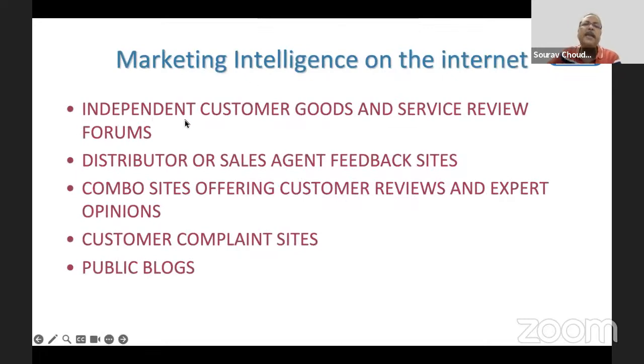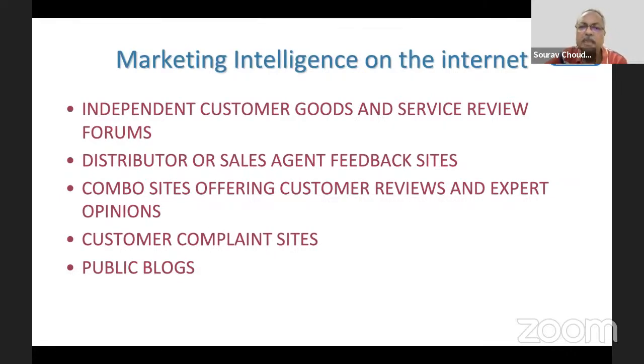Marketing intelligence on the internet: independent customer goods and service review forums. There are a lot of forums जहाँ पर reviews होते हैं. ठीक है. Distributors or sales agents feedback sites. Combo sites offering customer reviews and expert opinions. Customer complaint sites, public blogs. Okay, when you read these, you can gather a lot of information, and every organization has people who continuously follow the internet. All these forums, these are few, there are plenty of more forums where you get a lot of information about the market conditions.